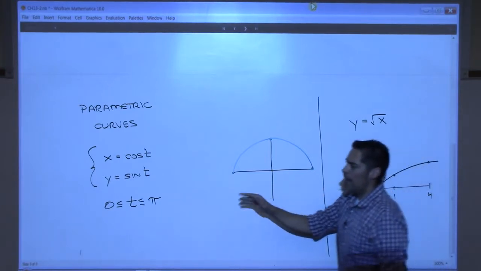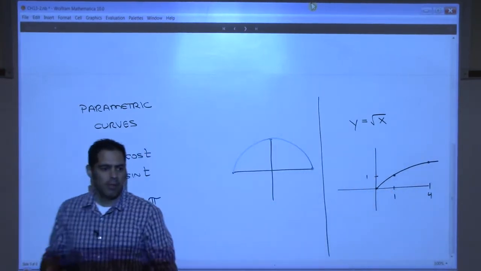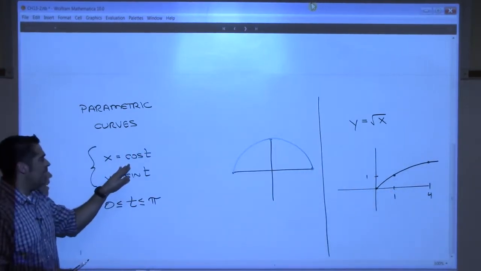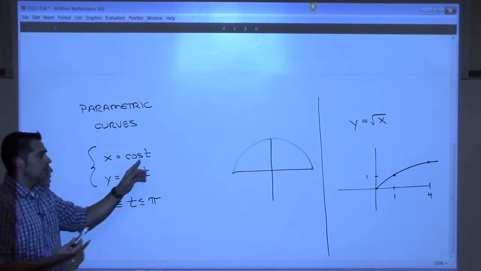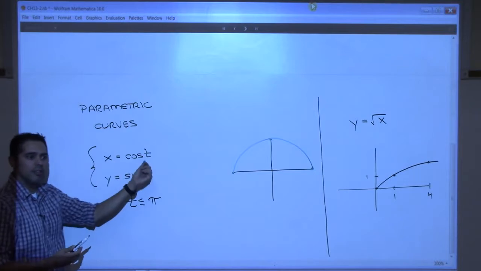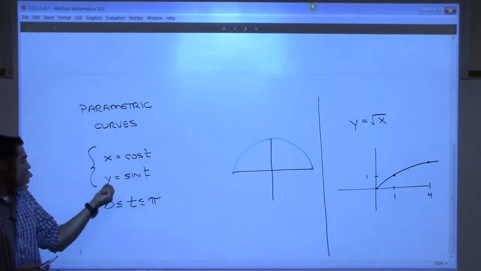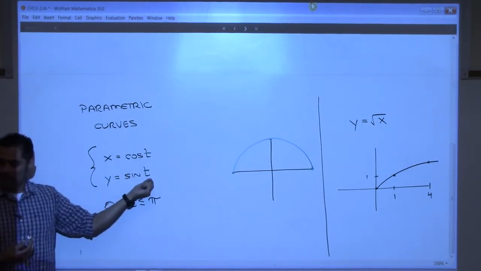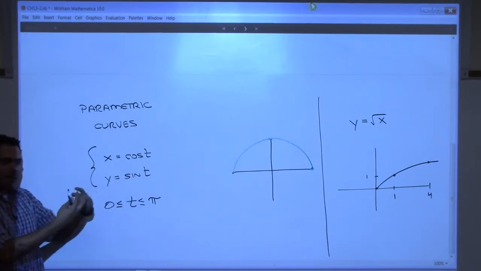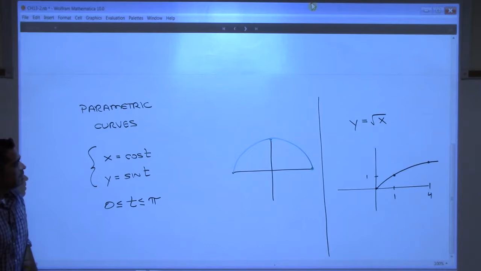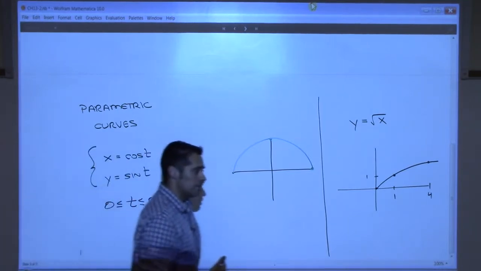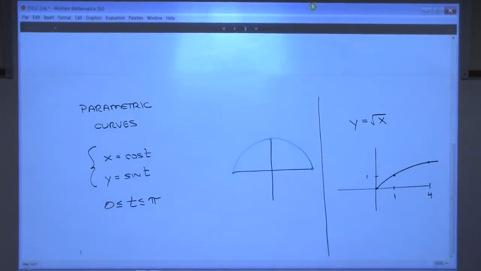Here, x and y are independent. I can get x if someone gives me t, right? I don't need to know what y is to get x. I just need to know what t is. I get y by someone telling me t. So you see there's not that relationship that you have over there where one of them gives you the other. So we like parametric curves because they allow us to do something that you cannot do with this.